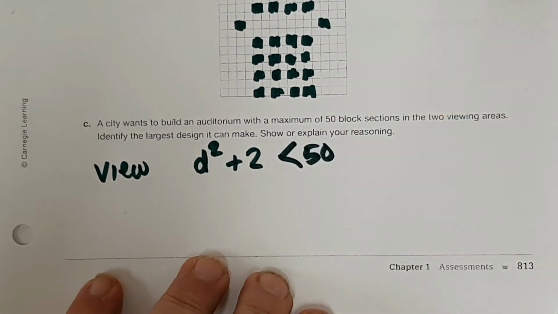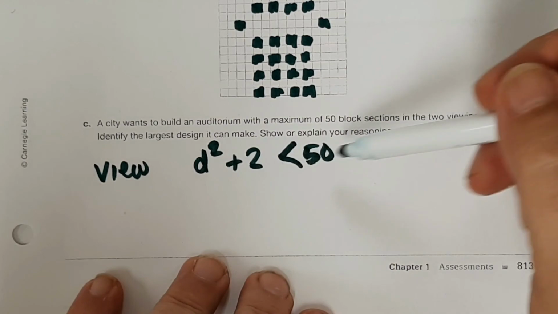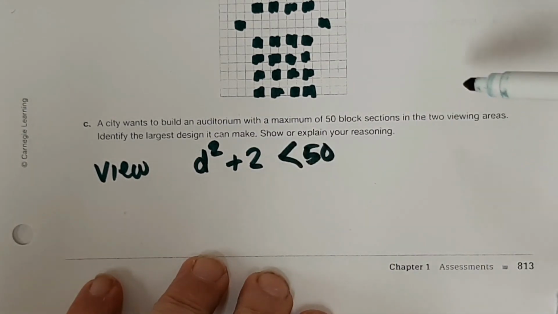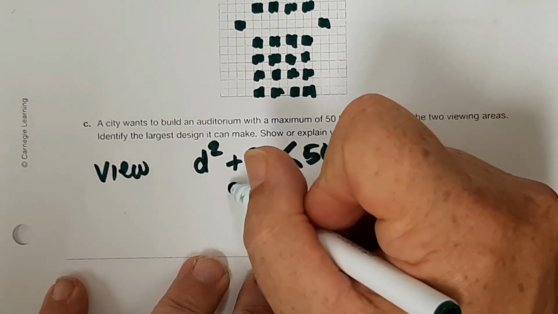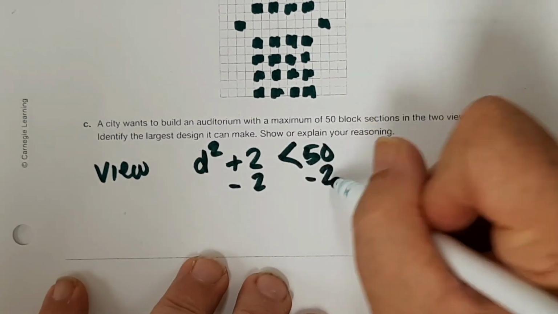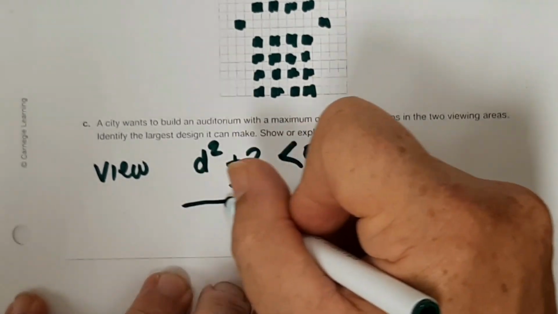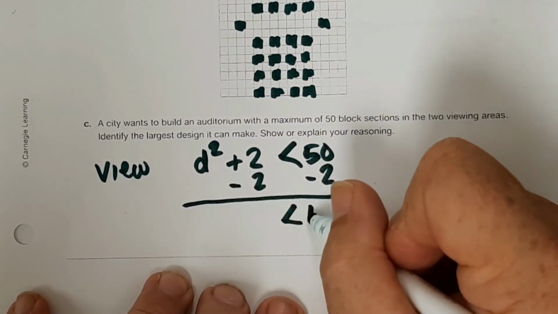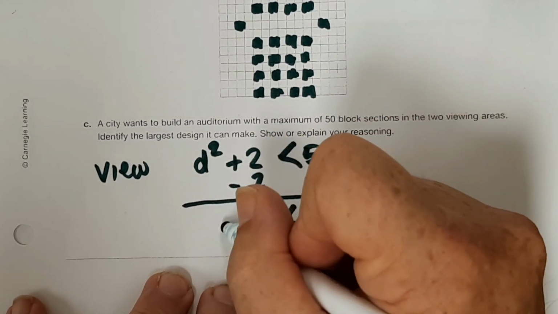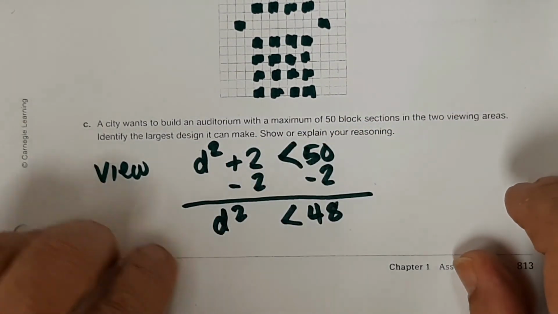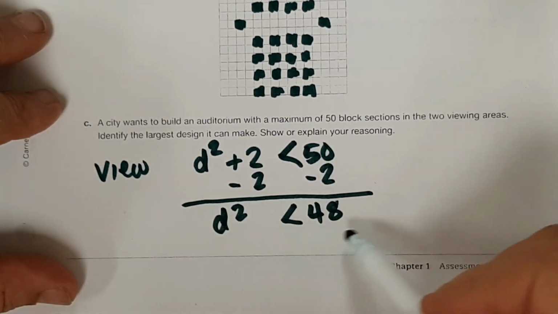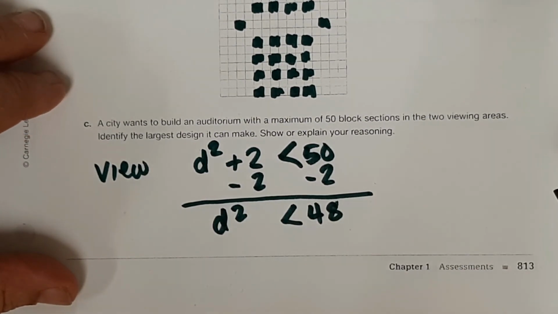And so basically if they want a max of 50, this has to be less than 50, because that's the highest we can get. So if we use a little algebra, we could subtract 2 from both sides here. And so now we have 48 and d squared. And so our question is, what number squared is less than 48?